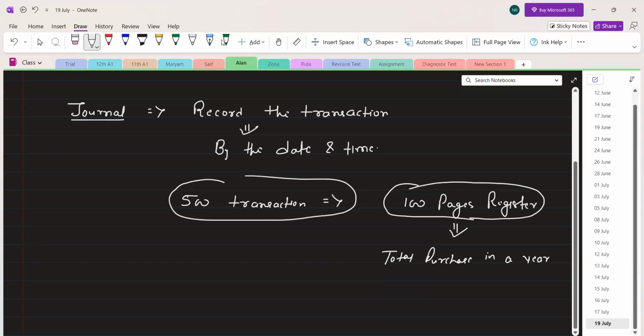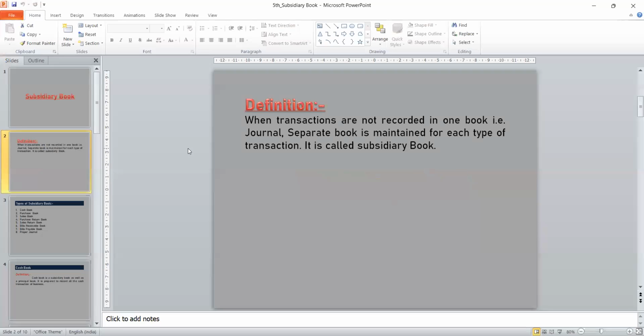So the chapter name I'll write: subsidiary books or recording of transactions. Just 1 minute, I'm sharing. Please write this. Definition of subsidiary book. First, the heading will be subsidiary book, and then this definition.